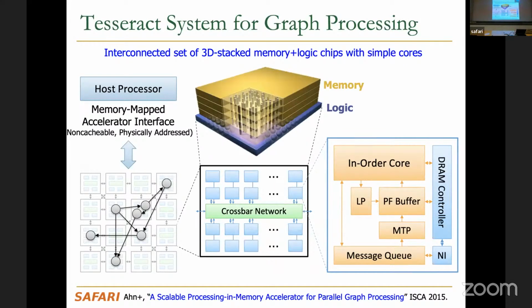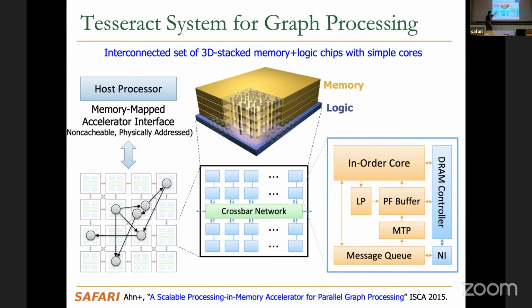The Tesseract system is a coarse-grained processing-in-memory-based accelerator for graph processing. And what it proposes is an accelerator that, as you see, is composed of many of these 3D stack cubes. They are connected with each other. The entire graph, imagine a huge graph of gigabytes or terabytes, is mapped onto these different cubes of 3D stack memory. And then inside each of the cubes in the logic layer, we will have some compute capabilities.